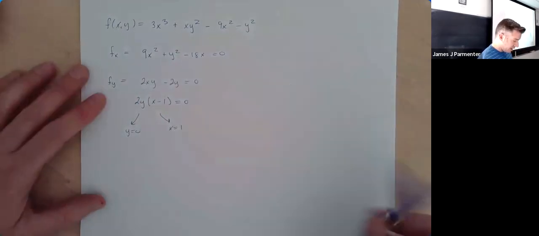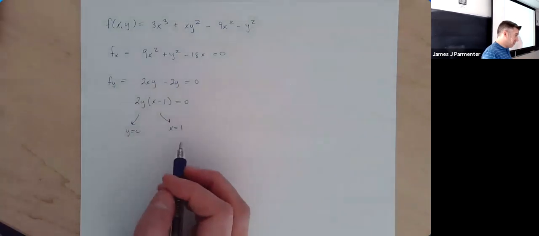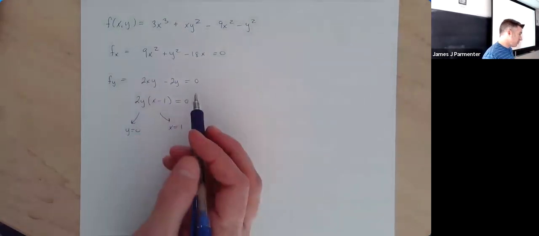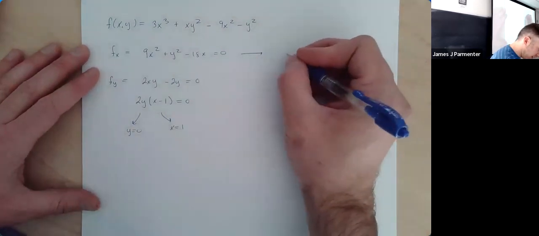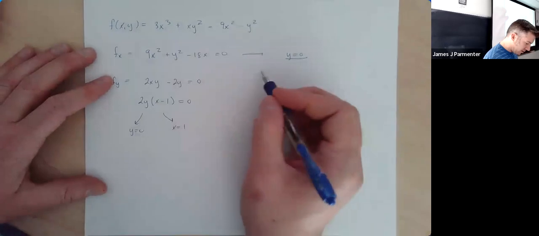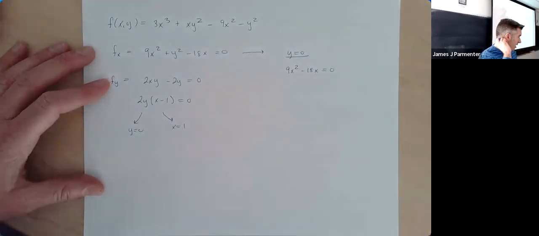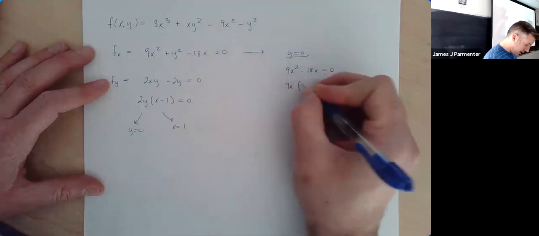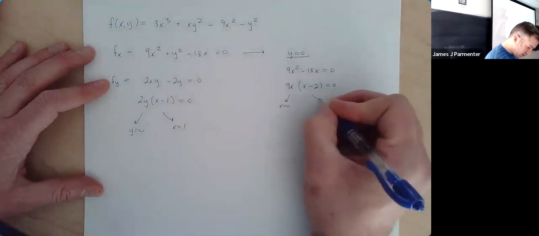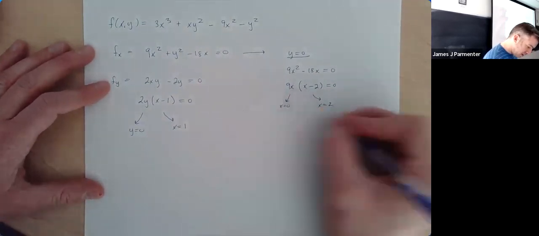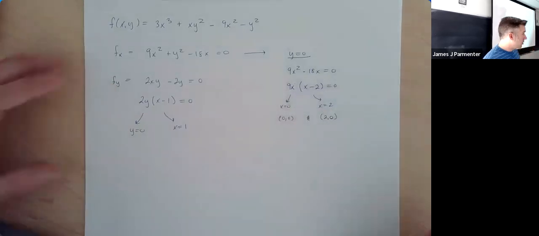What we do is take each of these and plug them back into this, because to find a critical point, either y has to be 0 or x has to be 1. No other values will make fy equal to 0. So plug in y equal to 0. I get 9x squared minus 18x equal to 0, and I can factor out a 9x, leaving an x minus 2. So x equals 0 or x equals 2. Since y was 0, the critical points are (0, 0) and (2, 0). Those are both critical points.